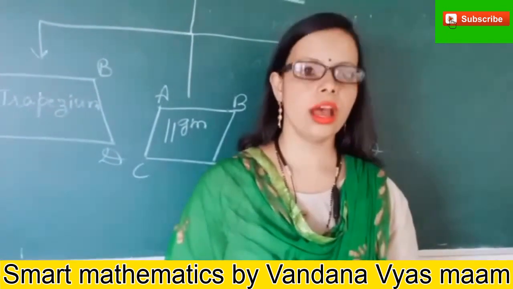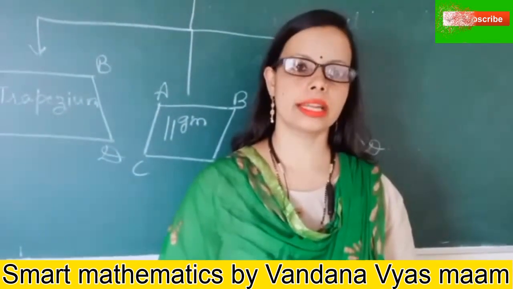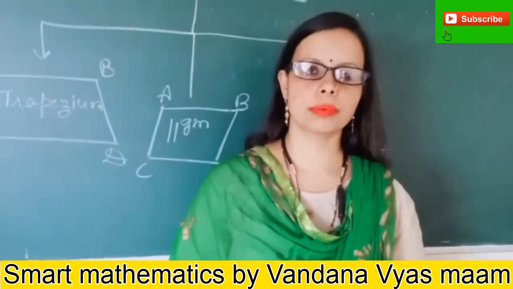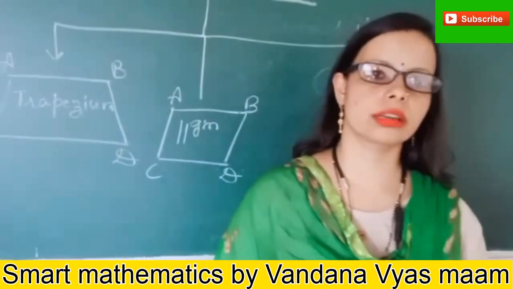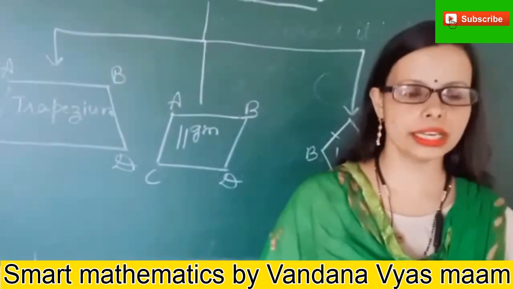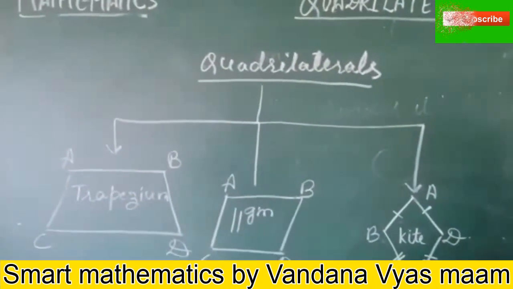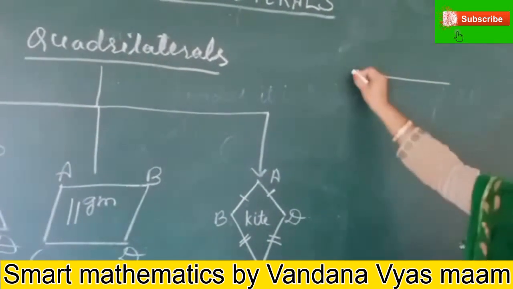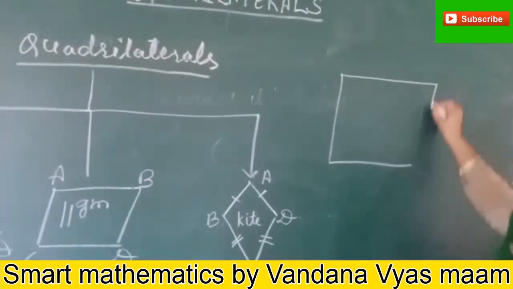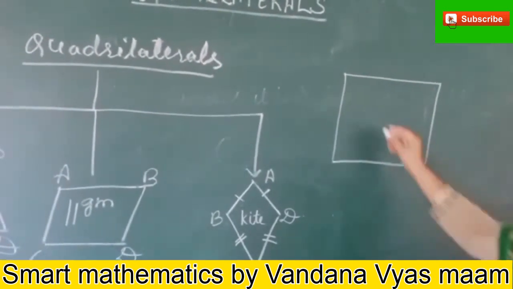Students, today I am going to explain the topic quadrilateral, which is chapter number 8. So students, let's understand the quadrilateral. First of all, what is a quadrilateral? Any closed figure having four sides is called a quadrilateral. Like this. This is a quadrilateral.